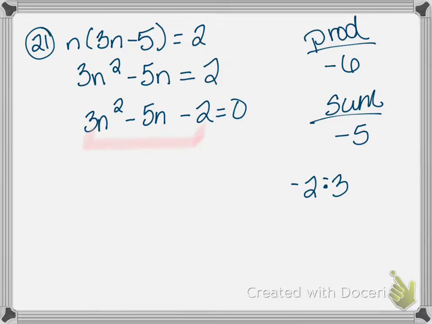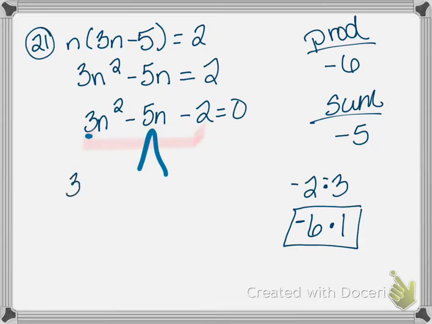So I know a lot of you are thinking that negative 2 and negative 3 are the numbers, but it's not. It's actually going to be 6 and 1. So 6 and 1 give me 6. If I make the 6 negative, negative 6 plus 1 is going to give me negative 5. So these are my two numbers right here. Because our a value here isn't 1, I have to split this middle term. So I'm going to have 3n squared minus 6n minus 1n minus 2.